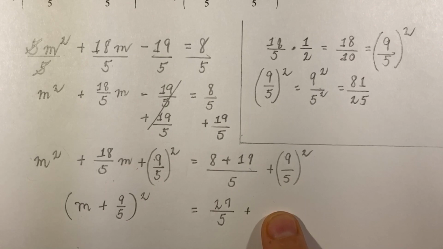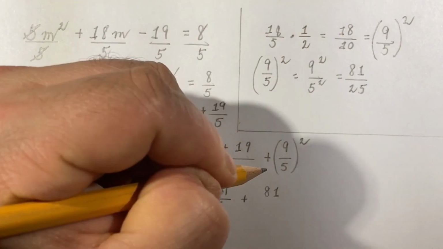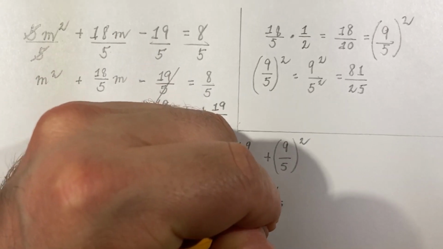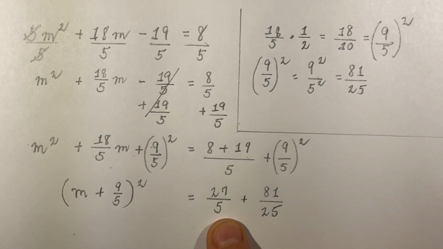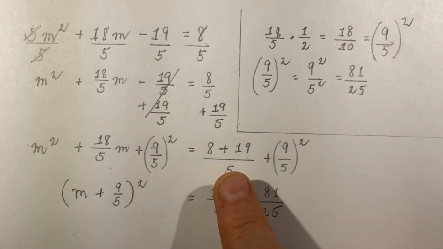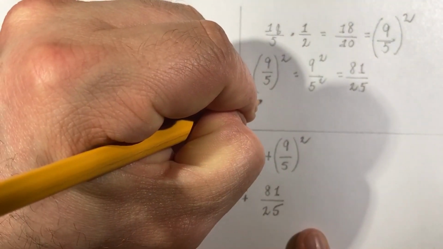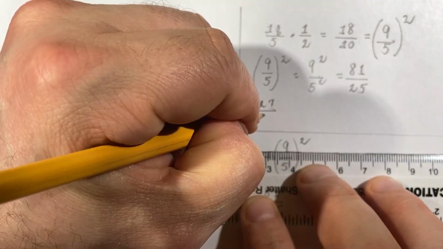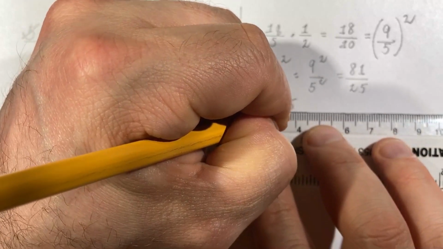And so we're going to go down here and write 81 over 25. All right. Now, we need to get common denominators in order to proceed. And so we have to multiply 27/5 times 5 over 5. So we have 27/5, and we're going to multiply that by 5 over 5.